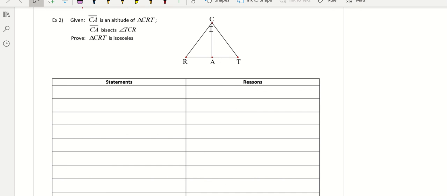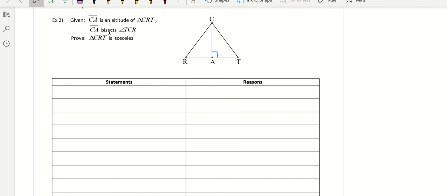Okay, so CA, let's find CA. CA is right here, is an altitude of triangle CRT. What does that mean for that to be an altitude? It means we have a 90-degree angle here. Not only do we have a 90-degree angle CAT, we have a 90-degree angle CAR. And remember, all right angles are congruent, so these two angles are congruent to each other.